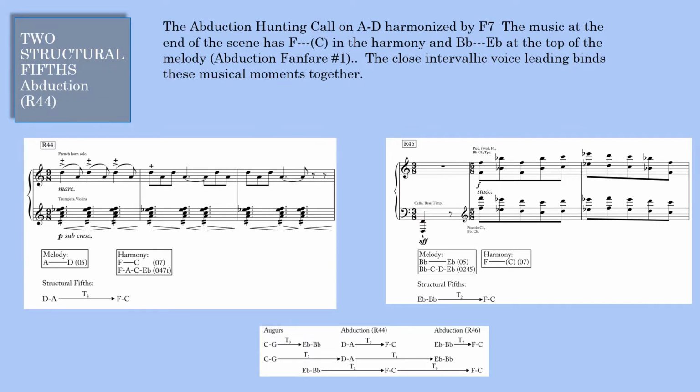Here are two moments from the ritual of abduction. In the first, the abduction hunting call on A, D is harmonized by F7. The two structural fifths are related to T3, like the fifths in Augurs. The music at the end of the scene has F, C in the harmony and B flat, E flat at the top of the melody. Compared to the hunting call, the harmony stays the same while the melody shifts up a semitone. The close intervallic voice leading binds these musical moments together.